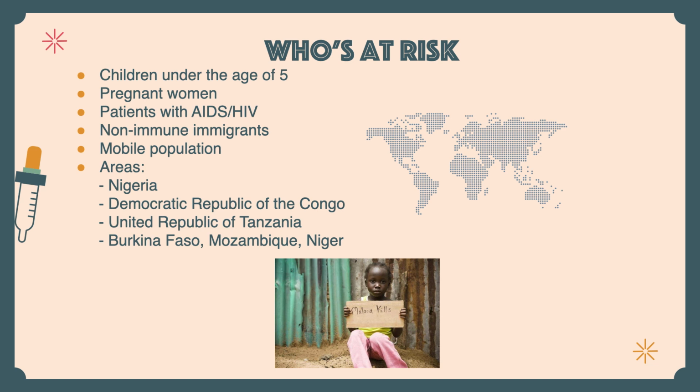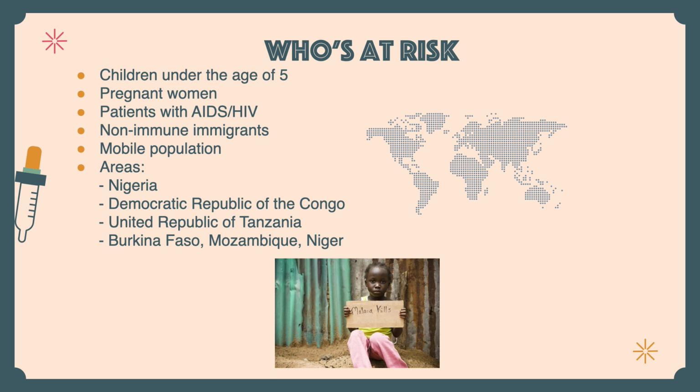And what is even more surprising is that children under 5 made up 67% of deaths affected by malaria. So the individuals most at risk were children under 5, because they're still developing their immune systems at these ages. Pregnant women, because they're sharing the umbilical cord and sharing blood with their kids, and patients with AIDS and HIV, non-immune immigrants, mobile populations moving from place to place. That really influences the spread of this disease.